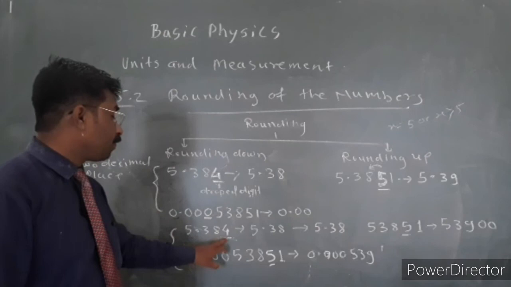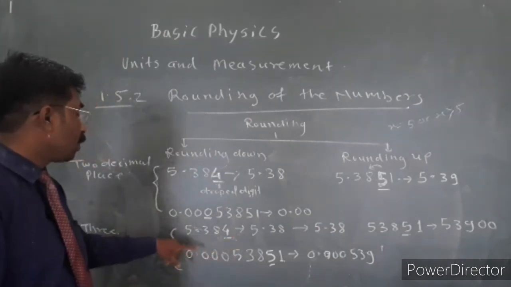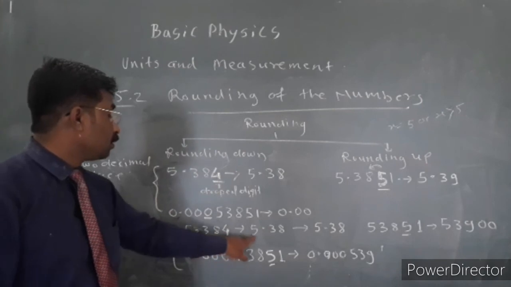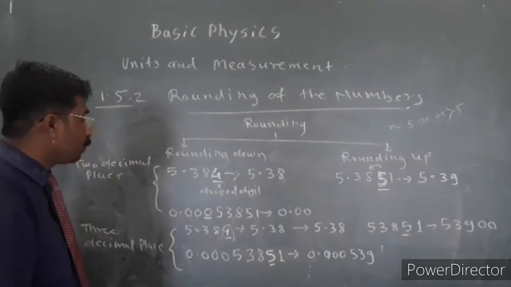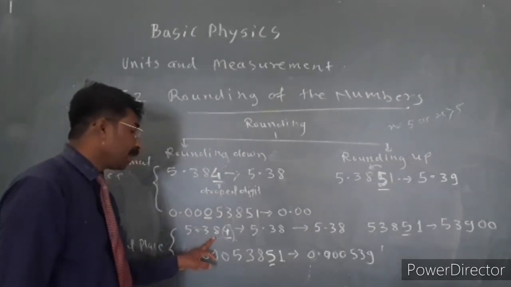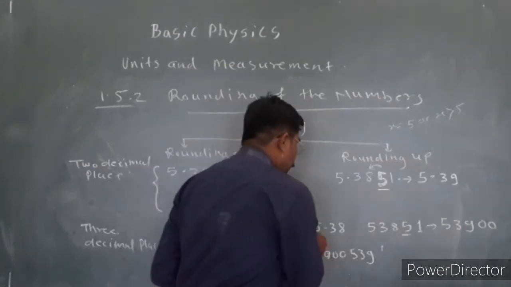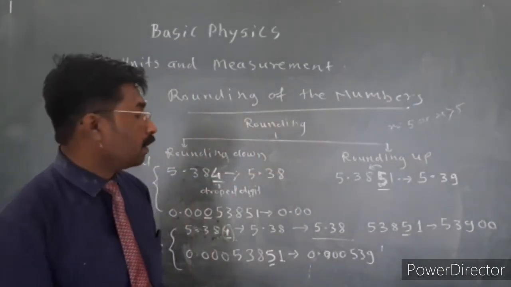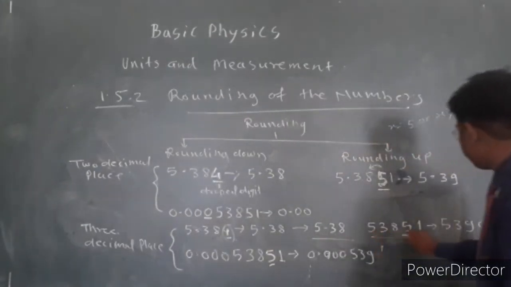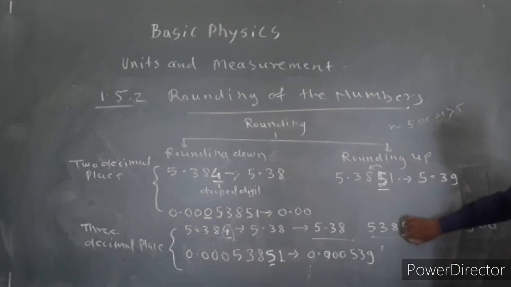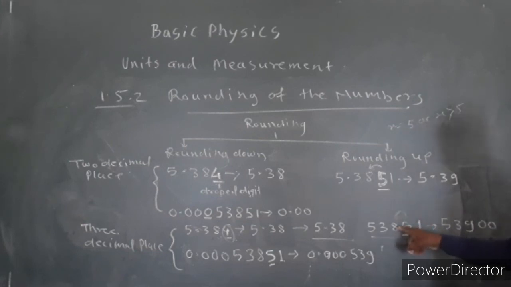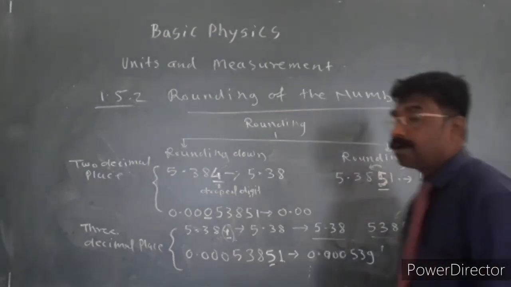So 5.384 can be rounded down up to 5.38 because 4 is less than 5. So we can't give an increment to the 8. We have to write it up to two decimal places as 5.38. In this case, up to two decimal places means up to this. I want to drop this figure, but here is 5, so the 8 automatically can be incremented by 1, and I can write here 5.39. This is the rounding up method.